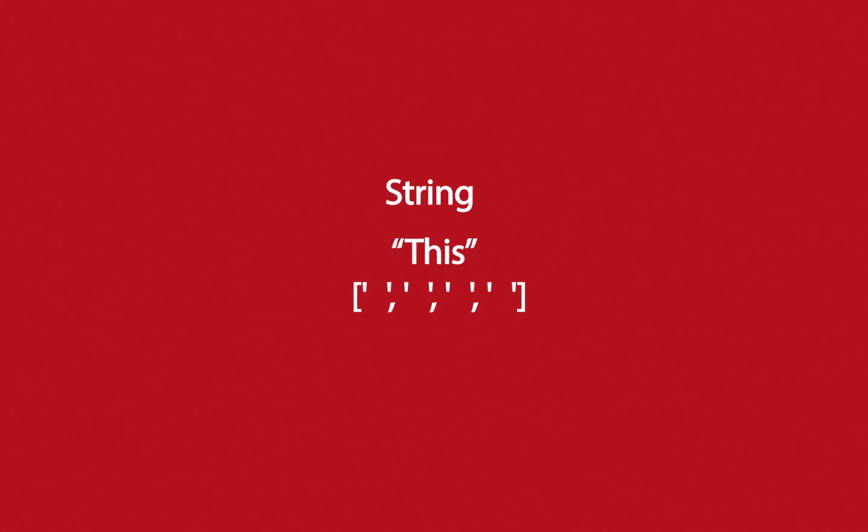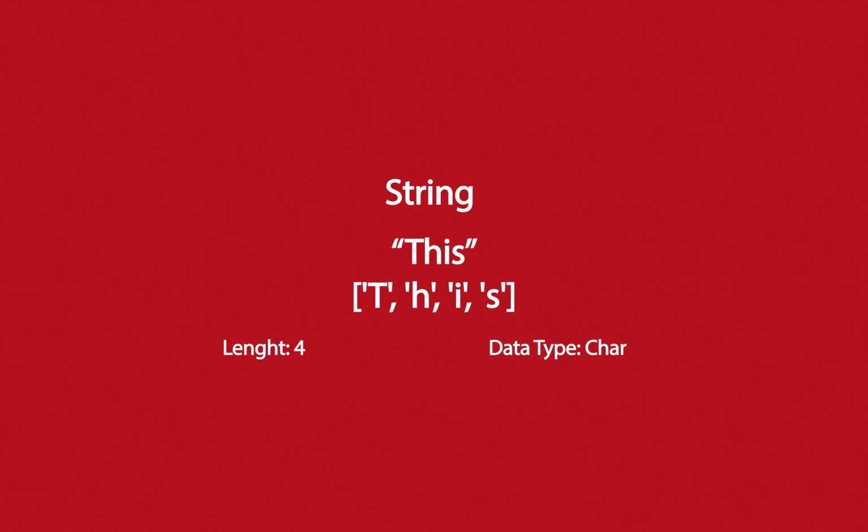So with this knowledge we can have a look at the string data type. The string data type is an array of characters. So every string is defined with a fixed length, so we cannot change the length of a string. The data type is always char. That's all a string is doing in the background.